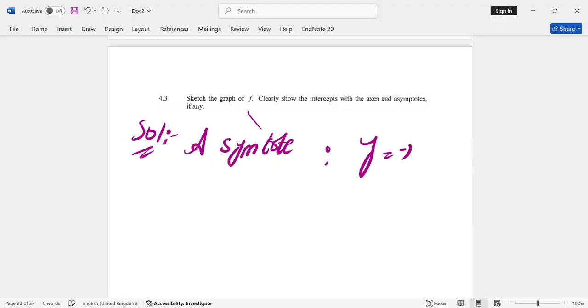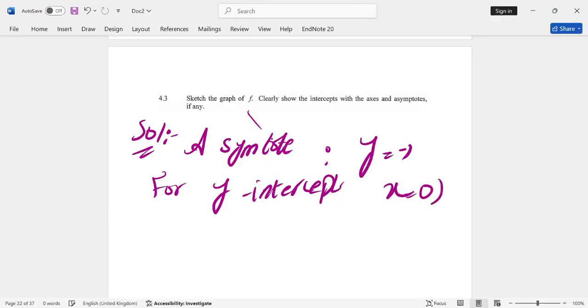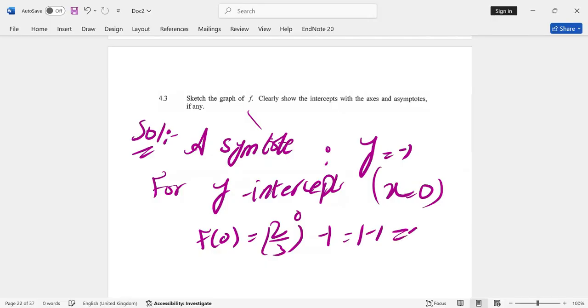Okay, and for the y-intercept we consider x equals 0. So we put in the function f of 0, that is equal to (2/3) to the power of 0 minus 1, 1 minus 1 equals 0. Okay, and the intercept we have is (0, 0).